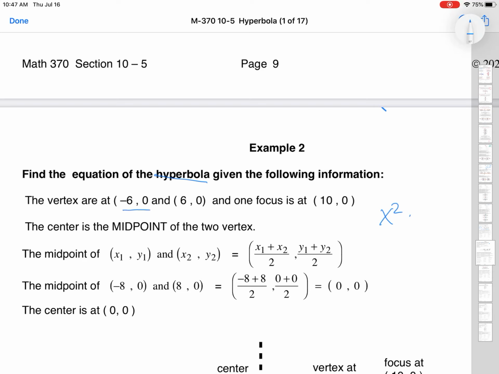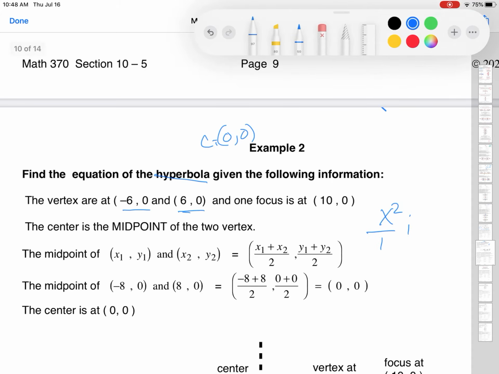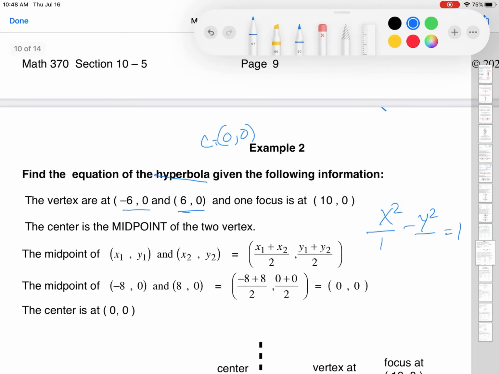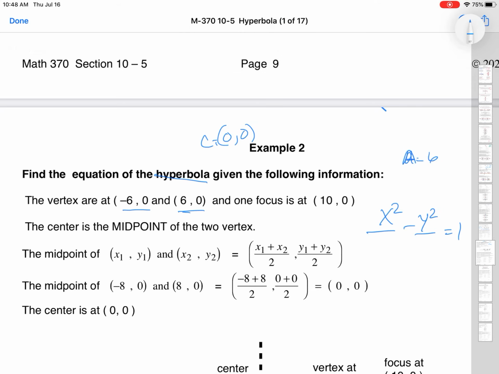The center is right in between -6 and 6, which is 0. So our center is at 0, 0 again. And so we have x squared, not plus, sorry about that, x squared minus y squared is equal to 1. And what's underneath the x squared is whatever a was. a would be the distance from the center out to the 6's. So a is 6, and so a squared is 36. And we don't know what b squared is. Well, that's why we're here.